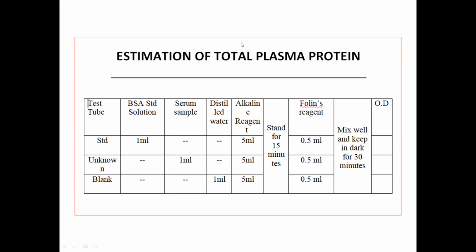After preparing these 3 test tubes, you will wait for 15 minutes so that the reagent will react thoroughly with the alkaline BSA or whatever your serum. After that, you will add the Folin-Ciocalteu reagent, 0.5 ml. Then you should keep it in the dark for 30 minutes and take the OD. Now next.